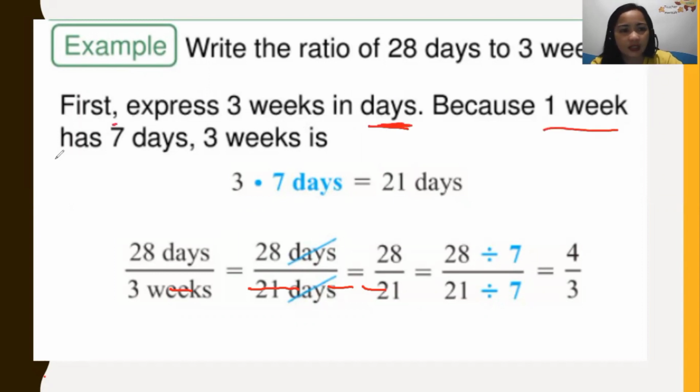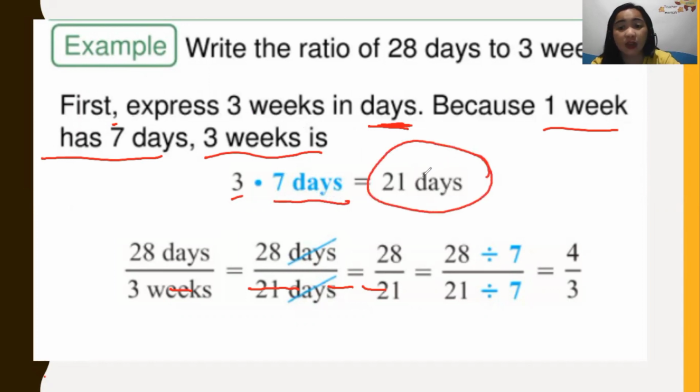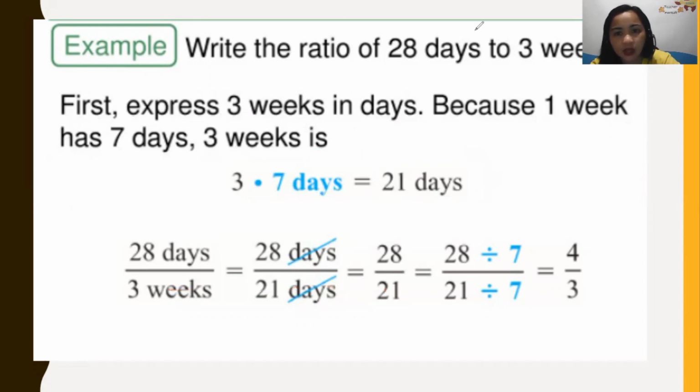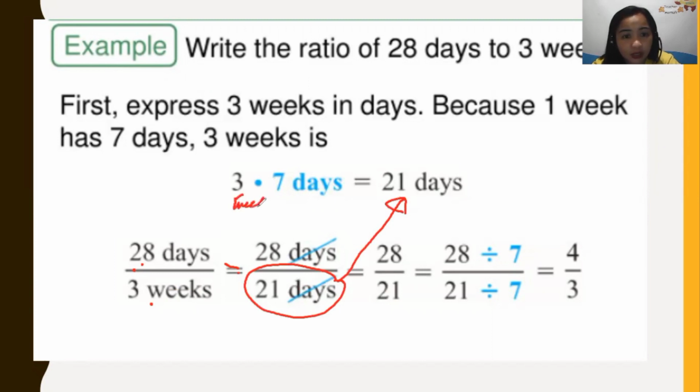Because 1 week has 7 days, 3 weeks is 3 times 7 days, the answer is 21 days. So, ibig sabihin, yung 3 weeks natin, gagawin natin 21 days. So, we have here 28 days is to 3 weeks will become 28 days is to 21 days. Saan ang galing yung 21 days? Dito nang galing yon. 3 weeks times 7 equals 21 days. There are 7 days in 1 week. Alright? Now, we have 28 is to 21. Diba dapat naka-lowest term? So, we can divide both by 7. 28 divided by 7 is 4. And 21 divided by 7 is 3.